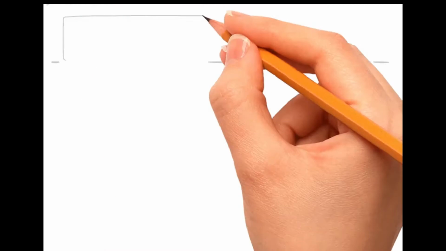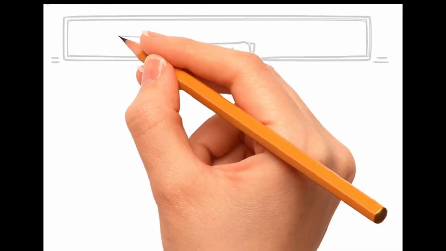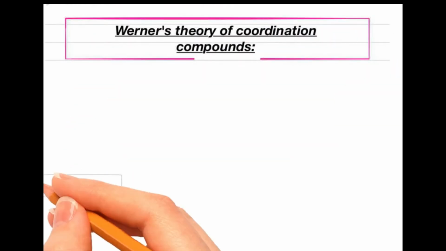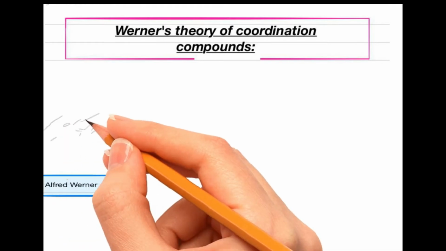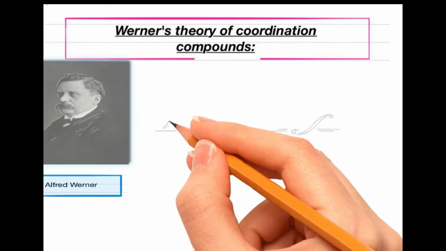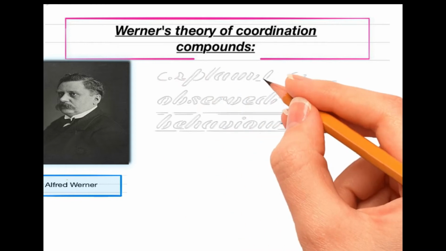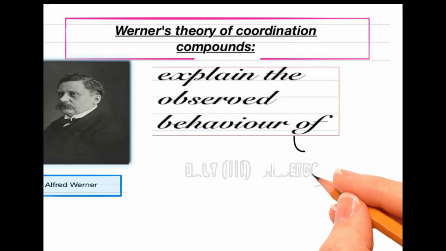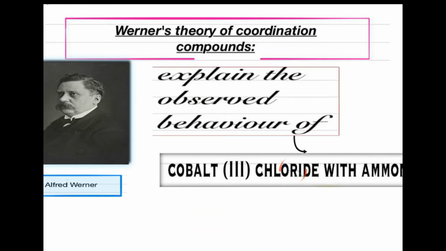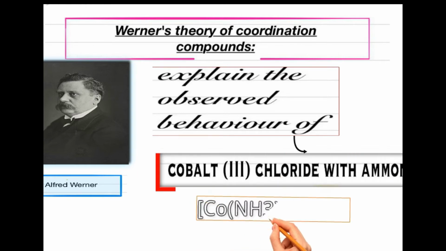Today we discuss the Werner theory of coordination compounds. So first, Werner gave the important ideas about the coordination compound. He explained the observed behavior of coordination compounds, especially cobalt(III) chloride with ammonia, CoCl3·6NH3. Just by using this complex, we explain the properties, the different colors of the complexes of the chloride ion, cobalt chloride.